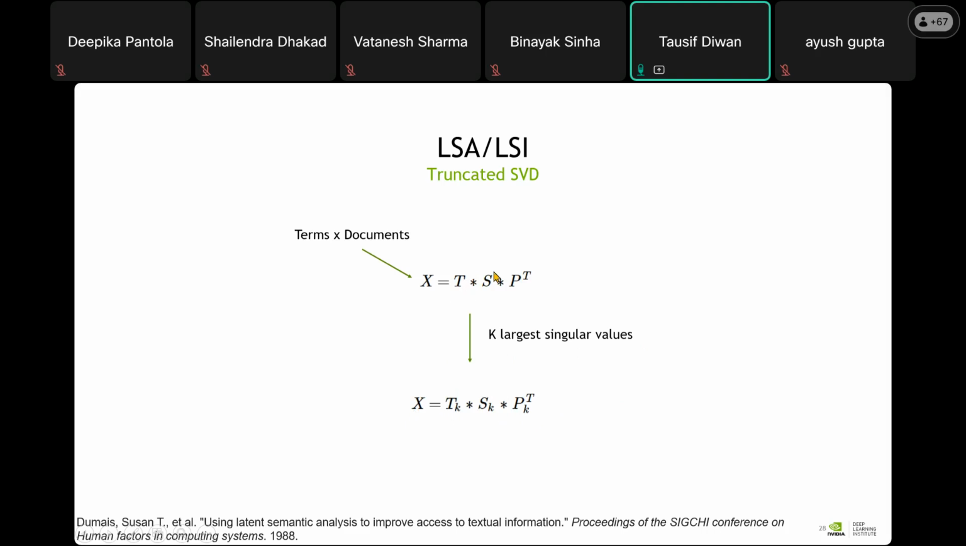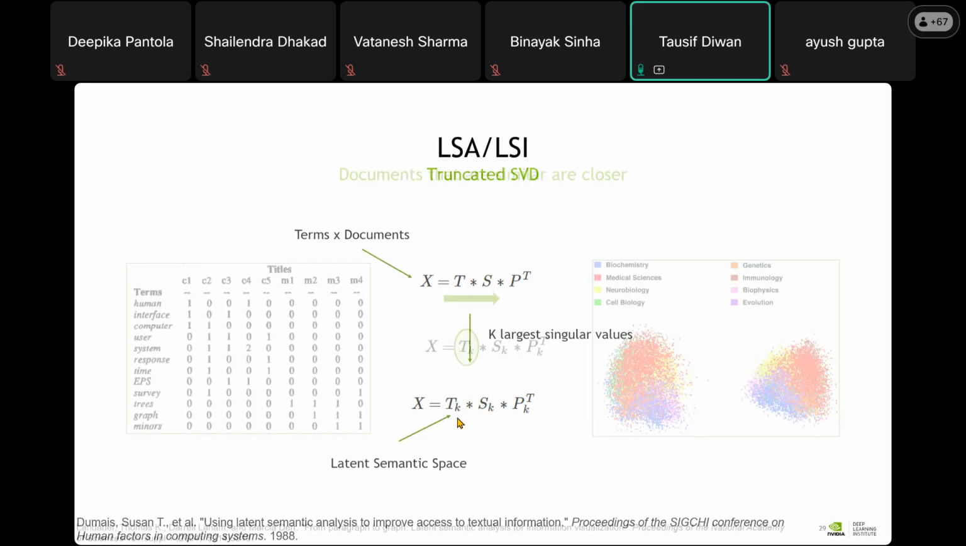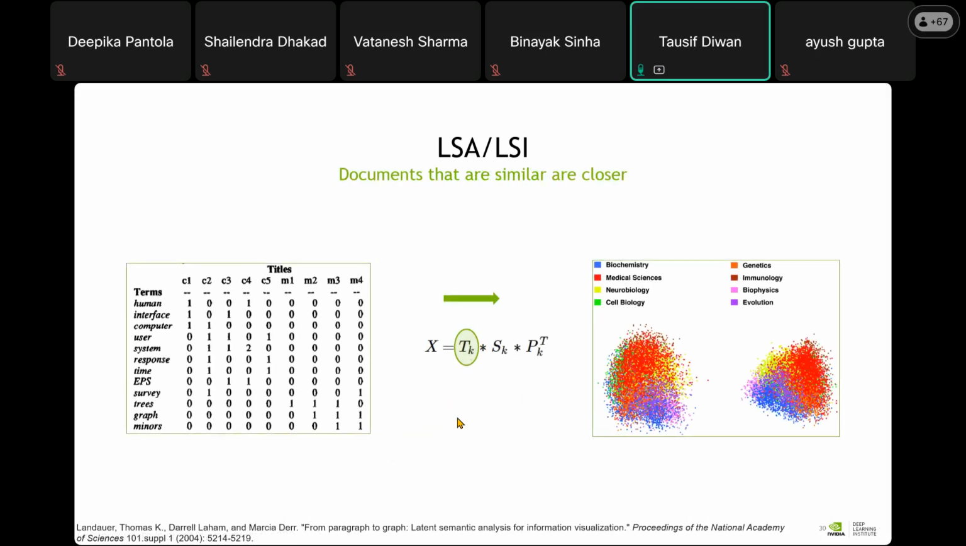Initially, suppose just imagine that this T is 100 cross 100. Now this time we are calculating just 10 important singular values, so this is represented by 100 cross 10. Now this Sk is 10 cross something, so that the matrices are compatible for multiplication. Basically, our aim is that documents which are similar should be closer to each other.